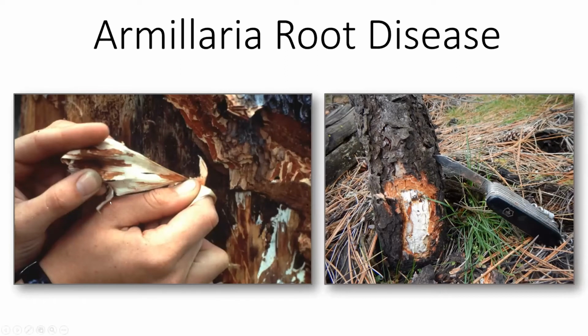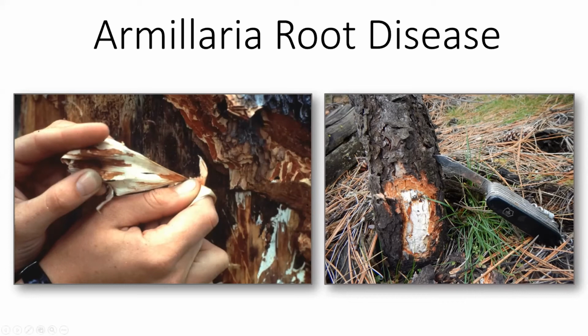A good way to determine whether or not armillaria is infecting your tree is to look under the bark at the base of the tree or in the roots surrounding the tree. What you typically find is mycelium, which is part of the fungus, and armillaria mycelium kind of has a texture of latex paint. It's pretty thick and you can peel it right off the bark.